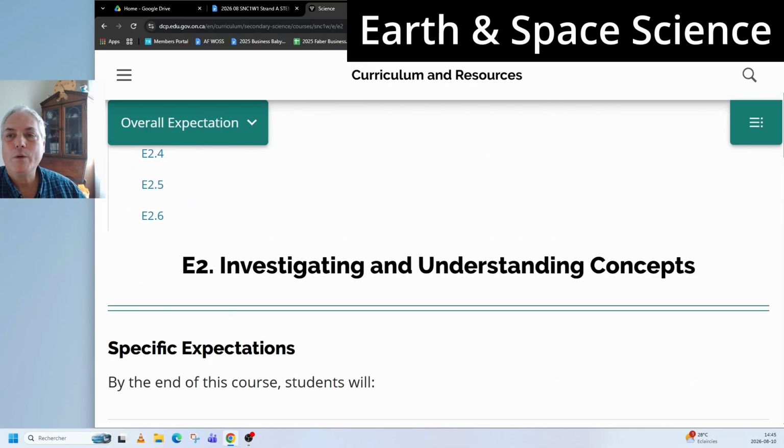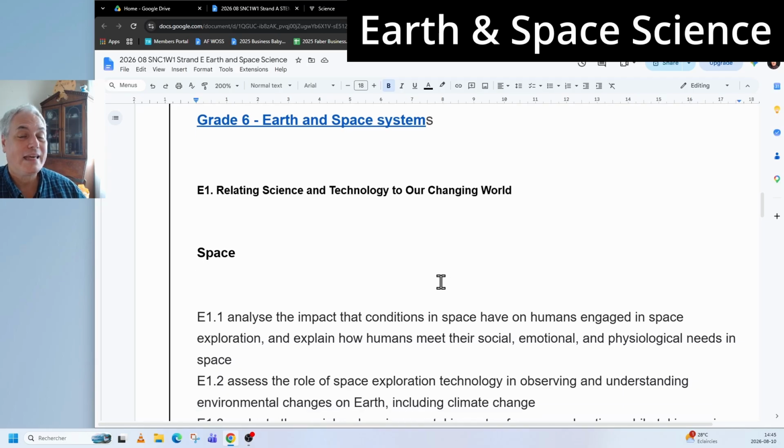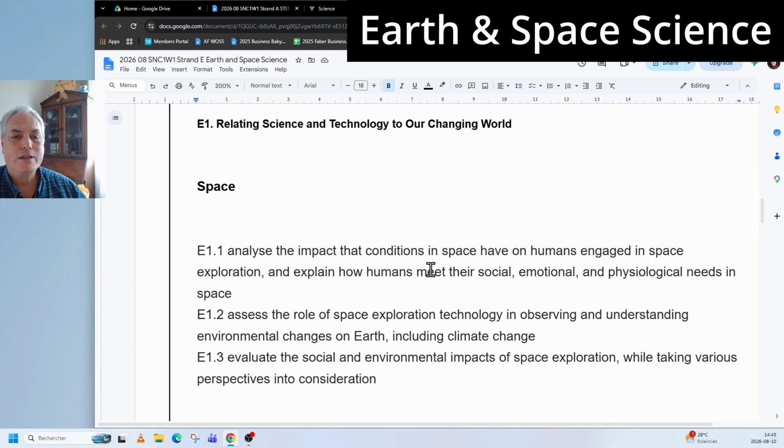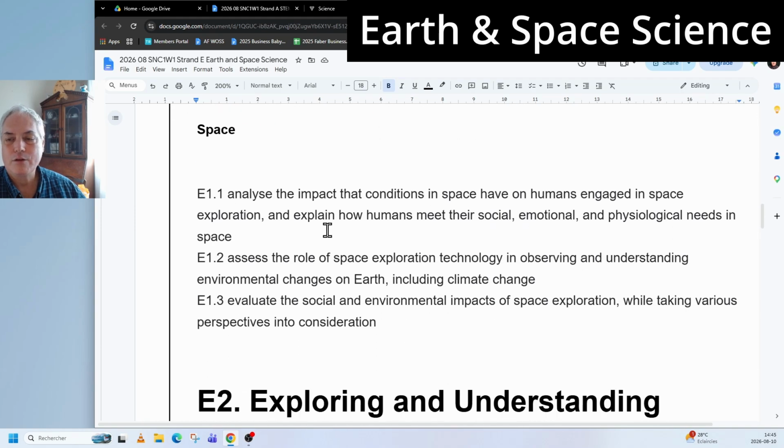Now, before we finish, let's have a quick look at what they see in previous years so that we can minimize repetition. So in grade 6, they look at space. They analyze the impact of conditions in space, and how humans engage in space exploration. That's good. Lots of things going on right now. We are planning to go to the moon by the end of the next decade. So by the end of the next 10 years. So it should be something fun.